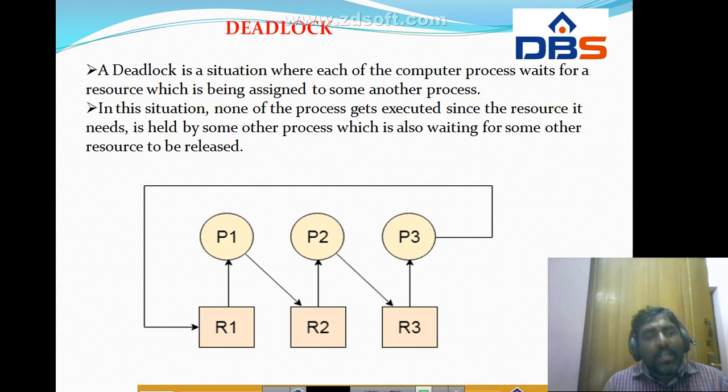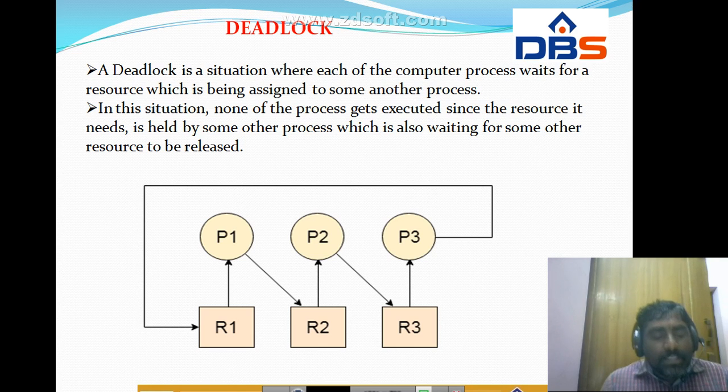A deadlock is a situation where each of the computer processes waits for a resource which is being assigned to some other process. In this situation, none of the processes gets executed, since the resource it needs is held by some other process which is also waiting for some other resource to be released.